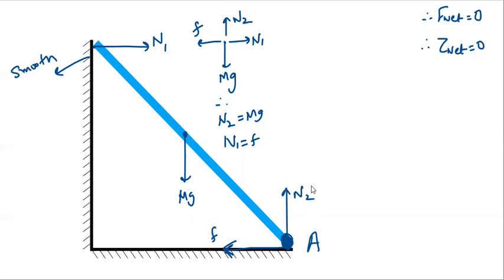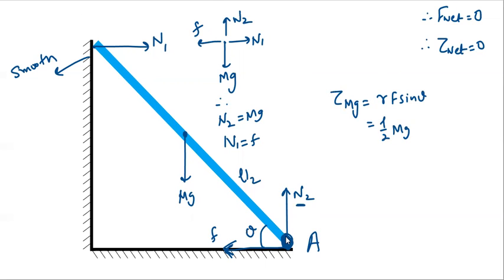If you see, N2 is passing through A, so torque of N2 will be 0. f is passing through A, so torque of small f will be 0. And let's calculate torque of mg. Now suppose this angle is theta. This distance is L by 2. So how to calculate torque due to mg? The formula of torque is R F sine theta. So R will be L by 2, force will be mg.